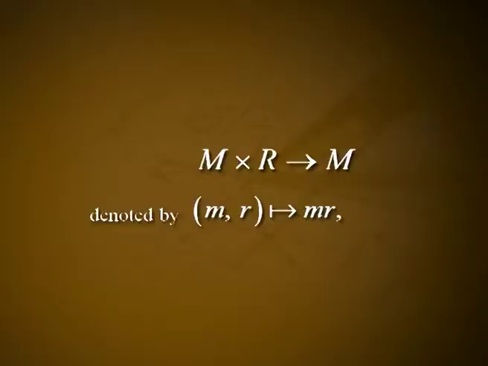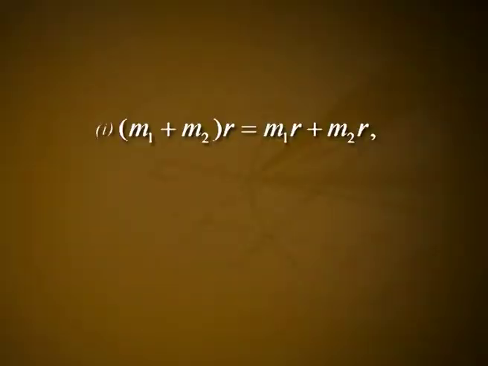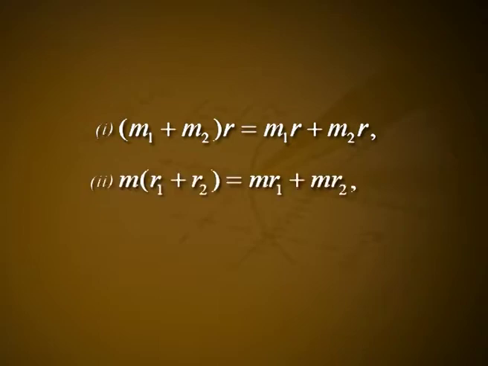Right module. Definition. Let R be a ring and M be an additive abelian group together with a map M × R to M, denoted by (m, r) to mr, such that for every r, r1, r2 belonging to R and m, m1, m2 belonging to M, the following hold. 1. (m1 + m2)r is equal to m1r + m2r. 2. m(r1 + r2) is equal to mr1 + mr2. 3. m(r1r2) is equal to (mr1)r2. Then M is called a right R module.